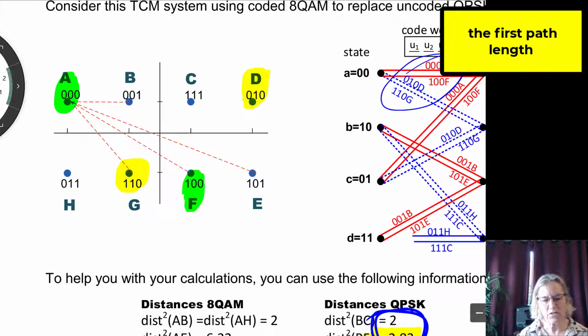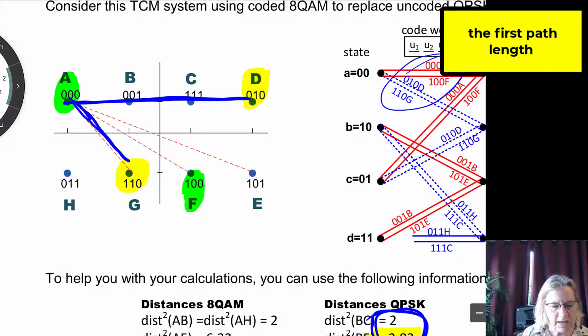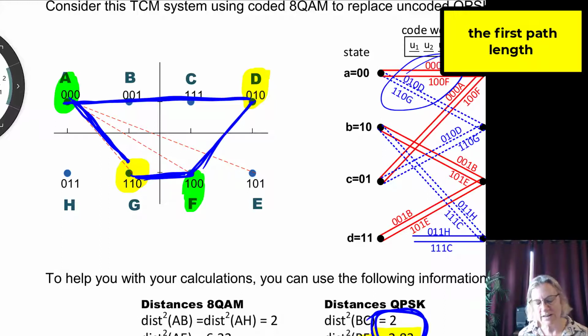And so I look at these 4, and of course I can't make a mistake between A and F because they're green and green. So that's not those. It's between a green and a yellow, if you will, that I'm looking. So I look at the distance between this green and this yellow, or between A and D, I have this distance. Between A and G, I have this distance. Between D and F, of course, it's the same distance as D and G. And of course, here there's that. So there's 4 different distances in this case. Well, there are always 4 distances to examine.